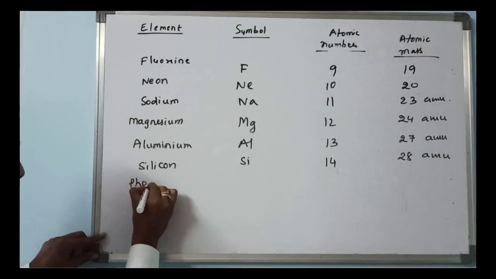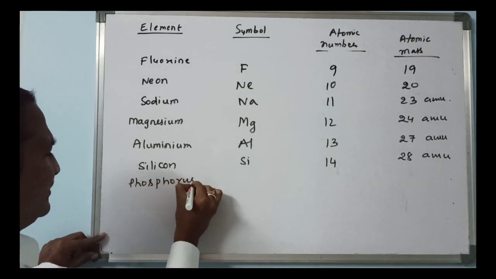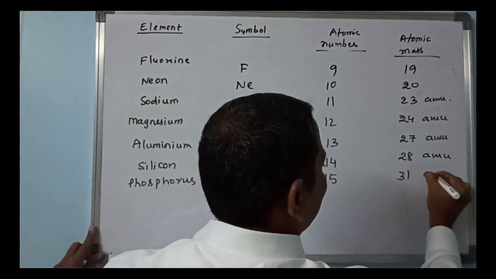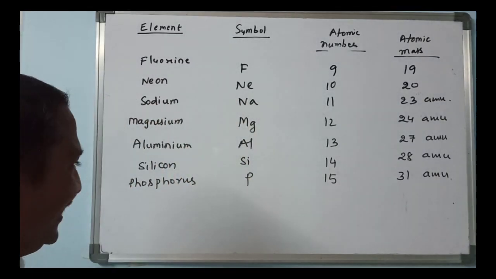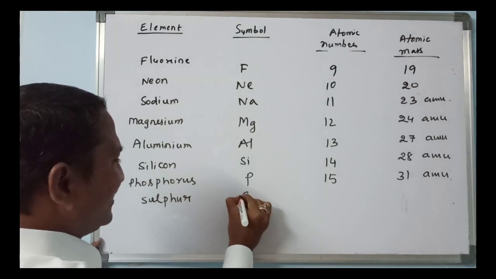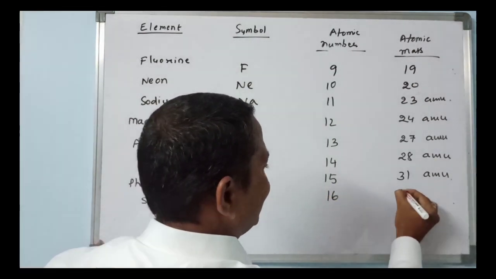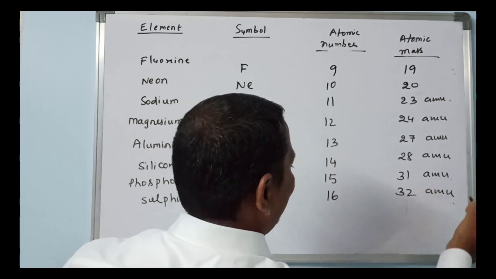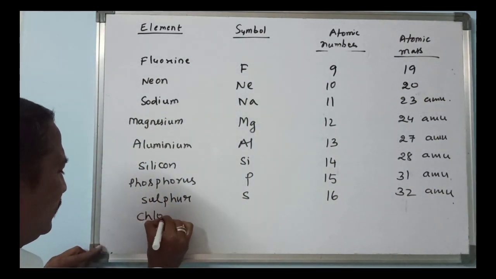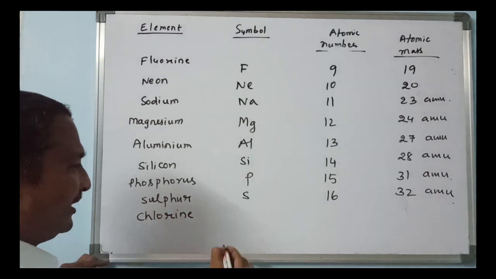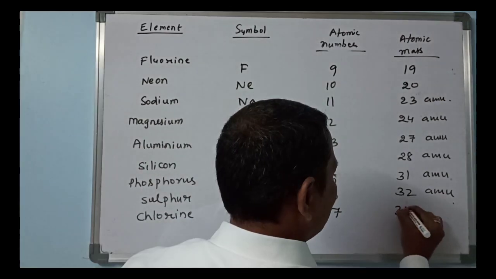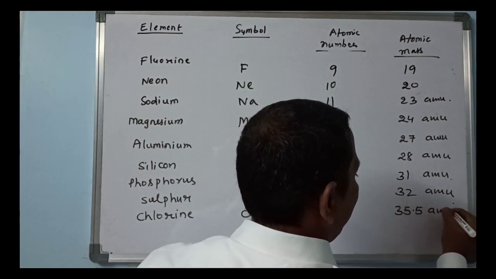Next, phosphorus, symbol P, atomic number 15, atomic mass 31 AMU. Okay. Next, sulfur, atomic symbol S, atomic number 16, atomic mass 32 AMU. Okay. Next, chlorine, atomic symbol Cl, atomic number 17, atomic mass 35.5 AMU.